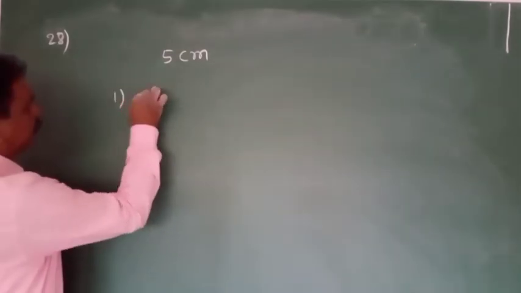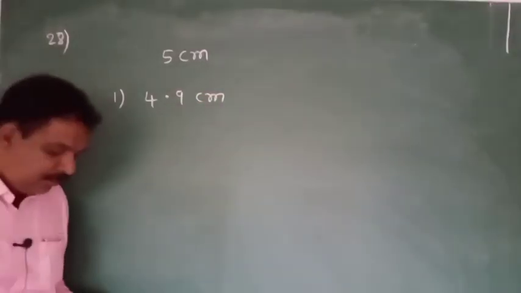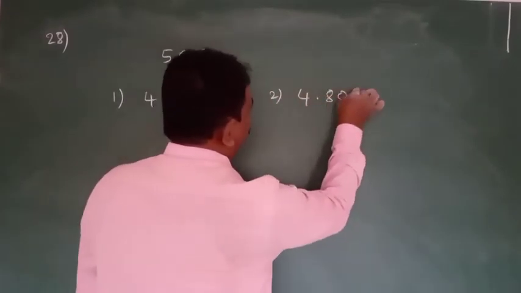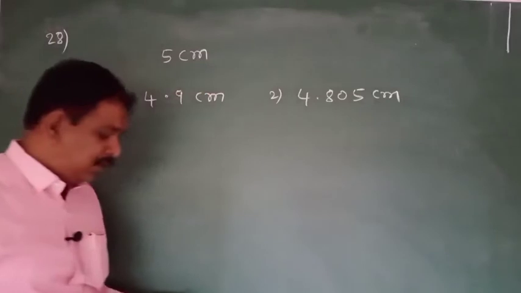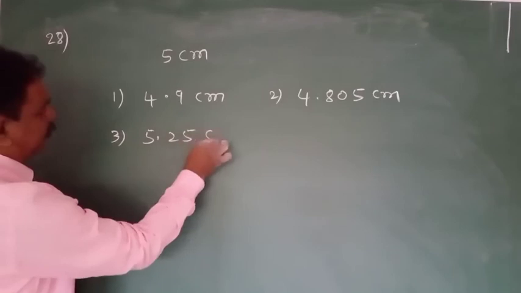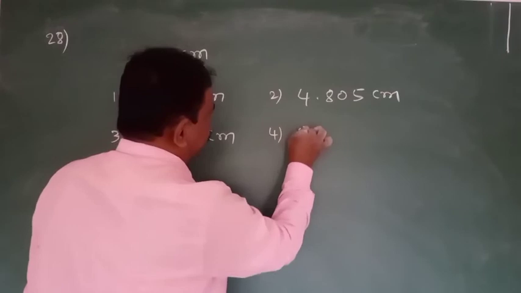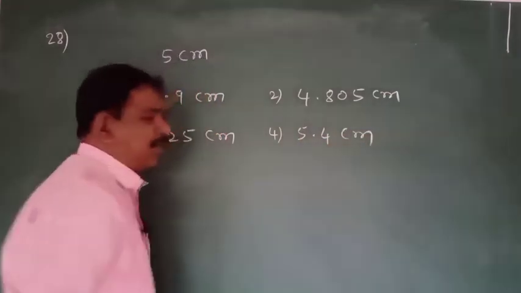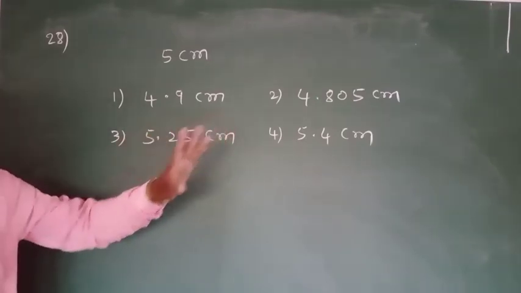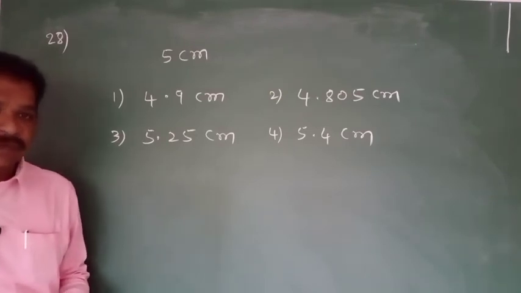First time we got 4.9 centimeter. Second time we measured, we got 4.805 centimeter. With another device we measured 5.25 centimeter. With one more device we measured 5.4 centimeter. Where error will be minimum, that reading will be most accurate.